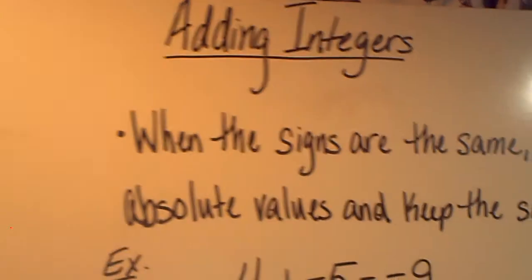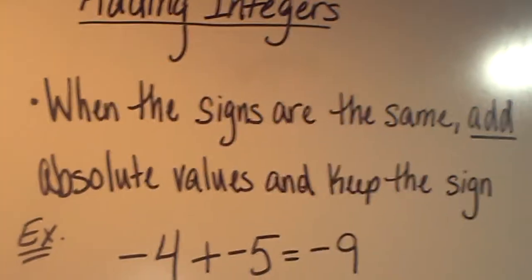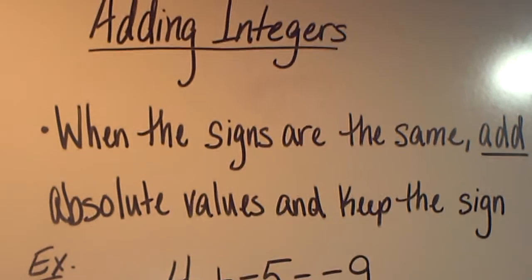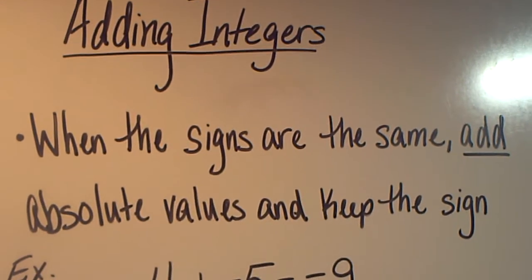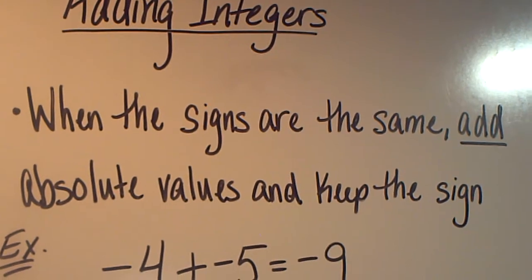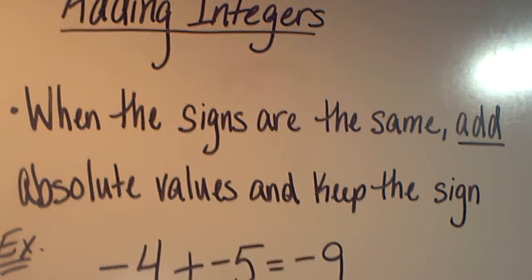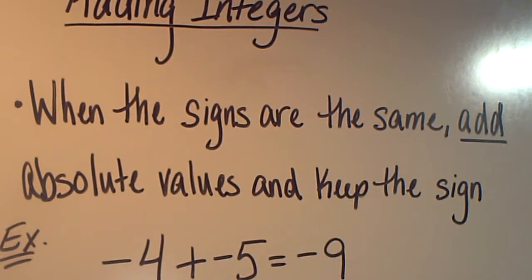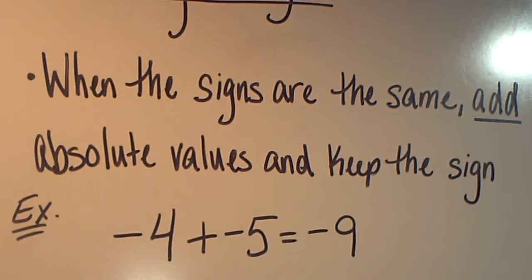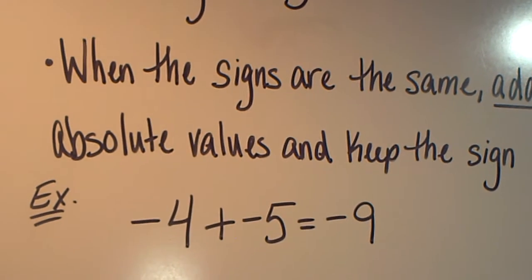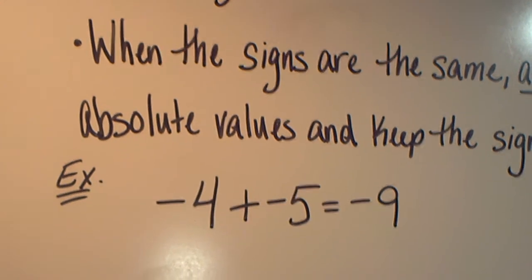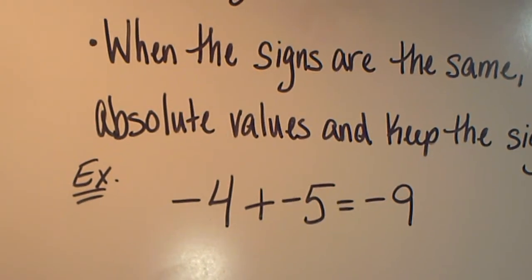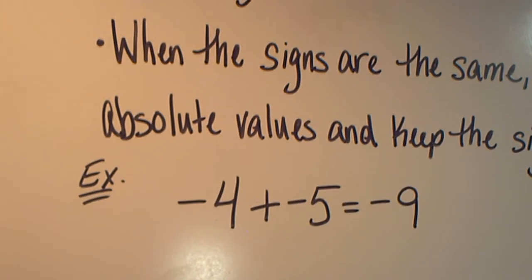Okay, and that leads us right into adding integers. When we're adding integers, we're going to have to consider the different signs in the problem that we're trying to solve. So we're going to make it real easy. When the signs are the same, what we do is we add absolute values and keep the sign. In this case, if we added -4 plus -5, if we add those absolute values, 4 and 5, we get 9. But since both numbers are negative to begin with, we keep the negative sign.